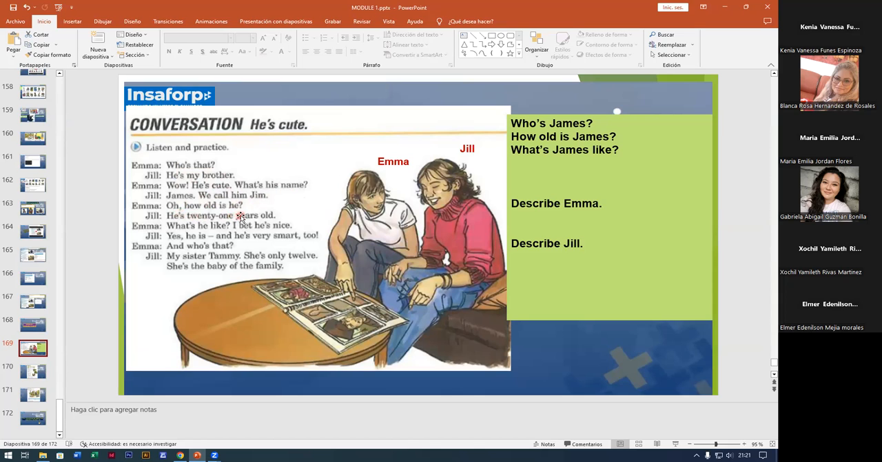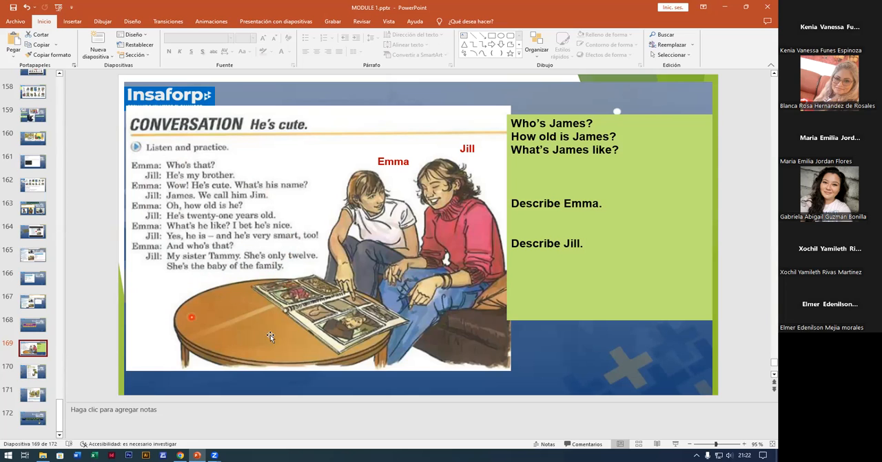Oh, how old is he? He's 21 years old. What's he like? I bet he's nice. Yes, he is. And he's very smart too. And who's that? My sister Tammy. She's only 12. She's the baby of the family.